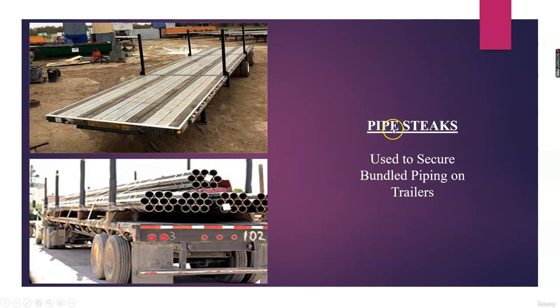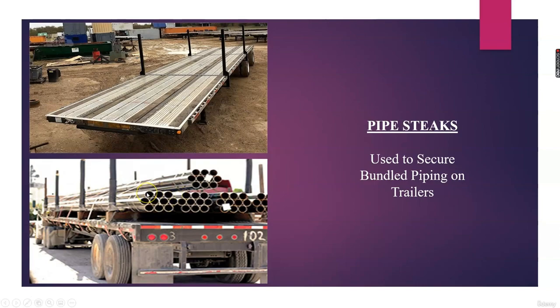Next accessorial we're going to talk about is pipe stakes. So pipe stakes are used to secure bundled piping on the trailers. So here are what the stakes look like, okay? And this is what it looks like when they are being used. It just keeps the pipes in place. Once you've put the pipes on the trailer, of course, you need to strap them down. But basically, these pipe stakes are just going to help to give additional support and keep them from going anywhere.